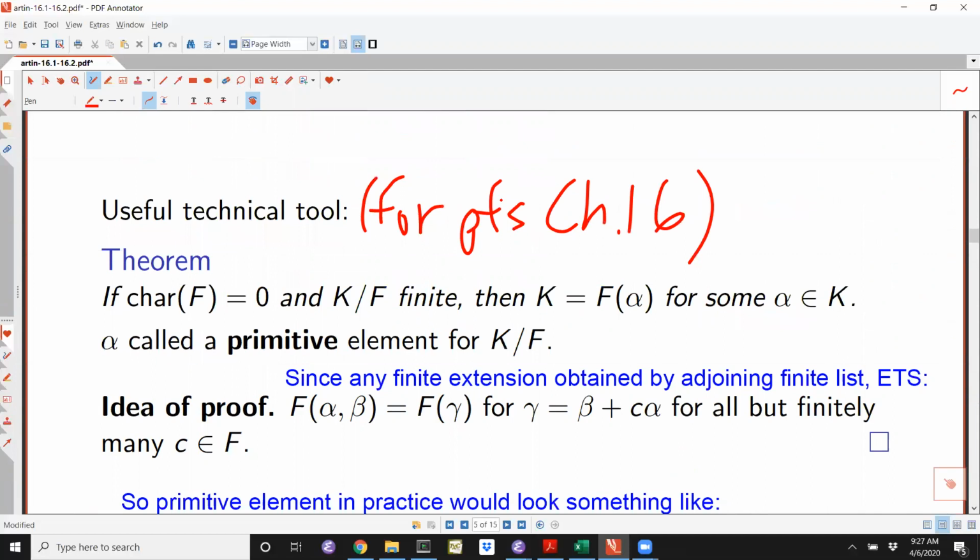So really, again, this is more of a technical tool for the sake of doing proofs, making your proofs shorter. You can always start your proof by saying, well, suppose I obtain my finite extension by adding a single element, then yada yada. All right. So is everybody good with that?